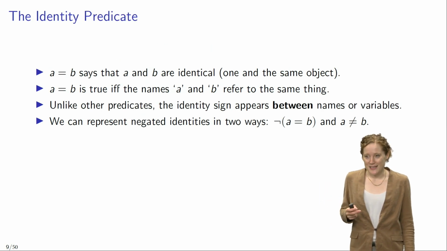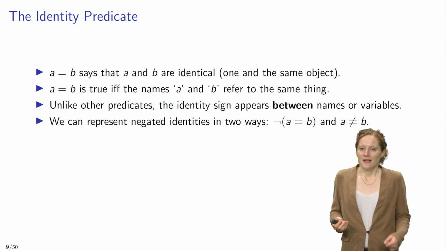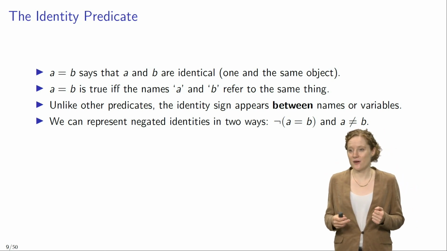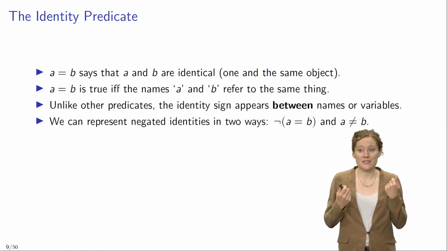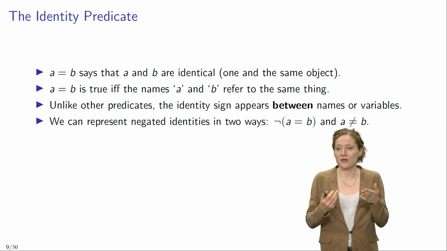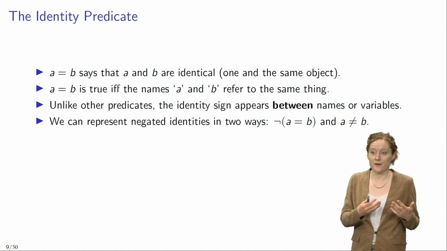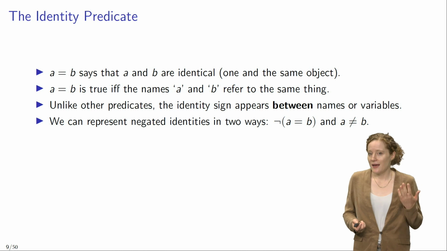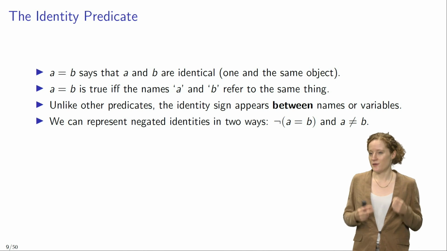We have one special predicate in FOL, which is the identity predicate. The sentence a equals b in FOL says that the objects a and b are identical. And by that we mean that they are one and the same thing. So when we say a equals b, we do not merely mean that they look alike, or seem to be the same, or are very similar. We really mean that they are one and the same object. So in particular, a equals b is true if and only if the two names, a and b, refer to the same thing.